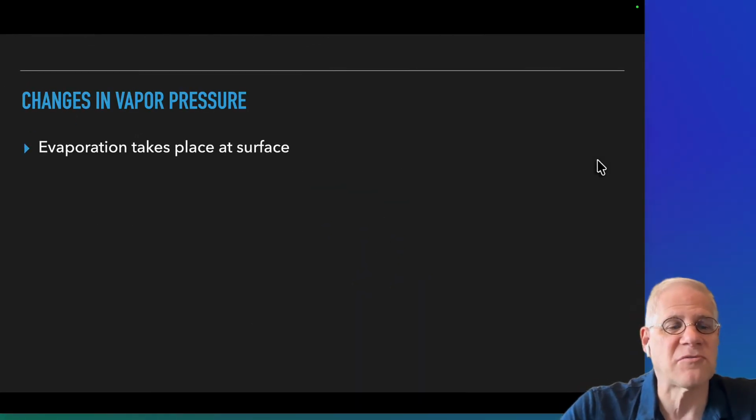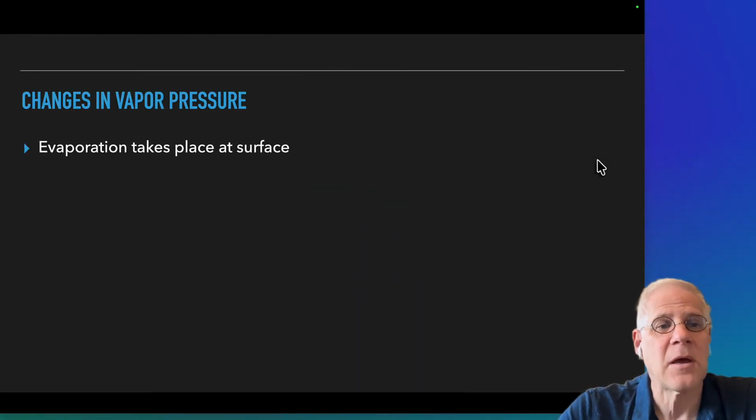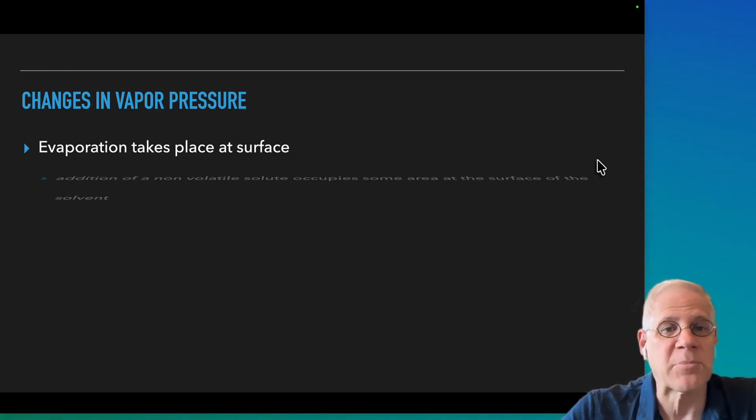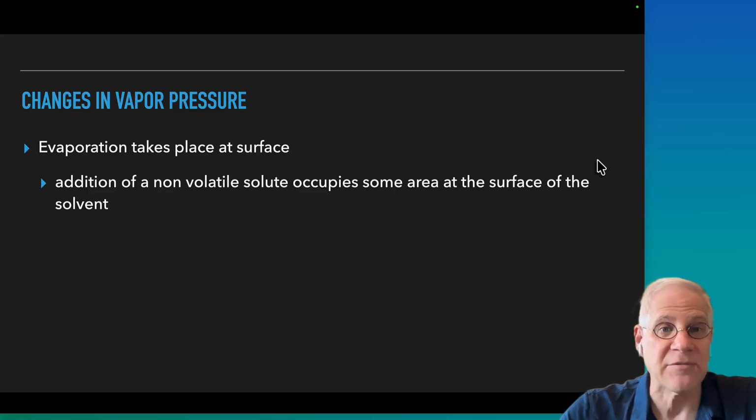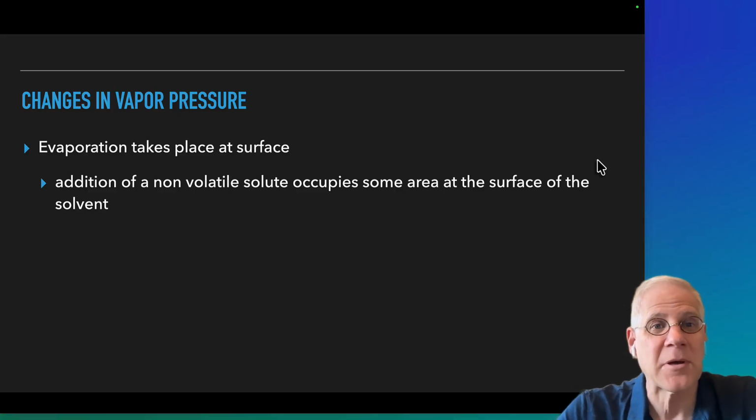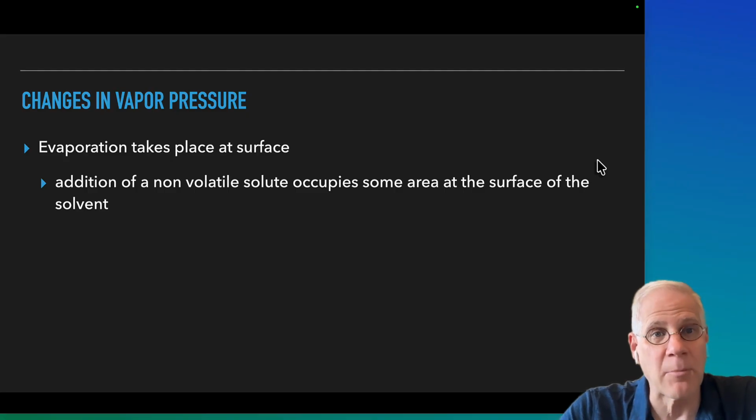Now, if we look at changes in vapor pressure and how this takes place, well, we know that vapor pressure is caused by the evaporation of some molecules from a liquid and turns into a gas phase. That must take place at the surface. That's the only place that you can have molecules leaving a sample of liquid. So they leave from the surface. If you add a non-volatile solute, they are going to spread out throughout that solvent, become a solution, become equally distributed, and that includes at the surface of that solvent.